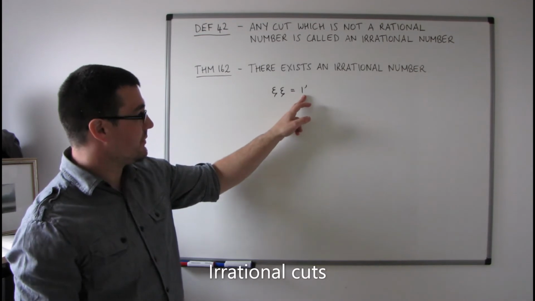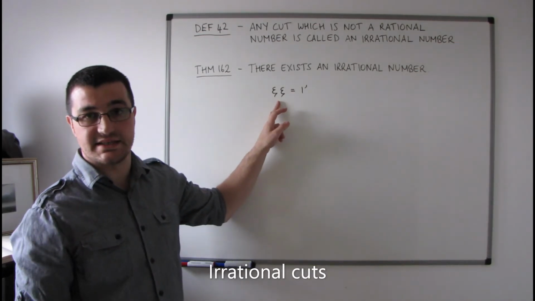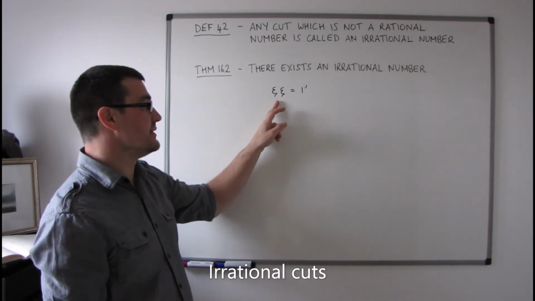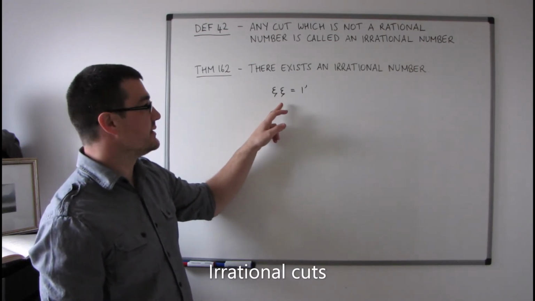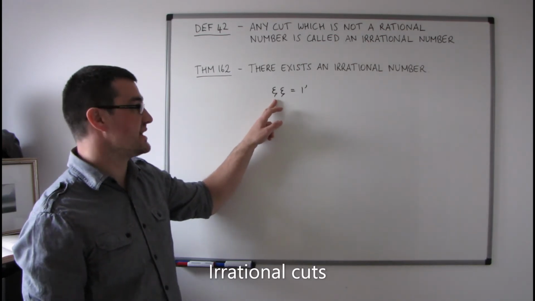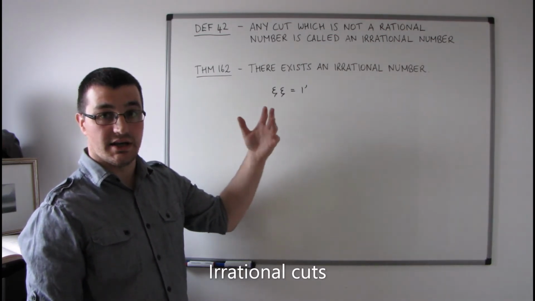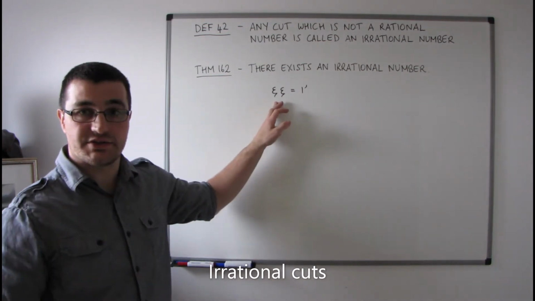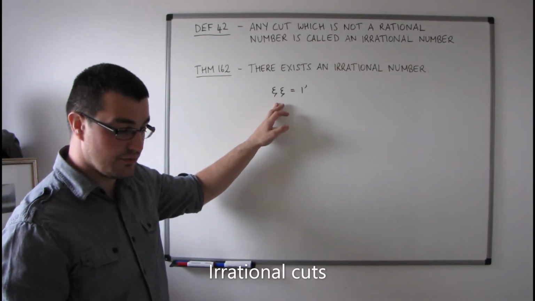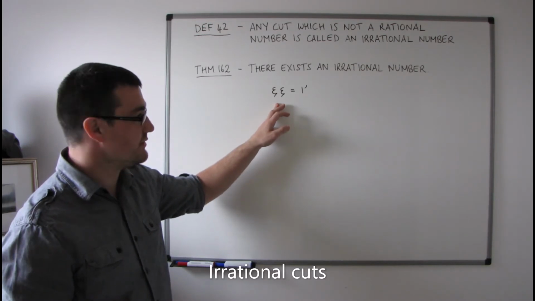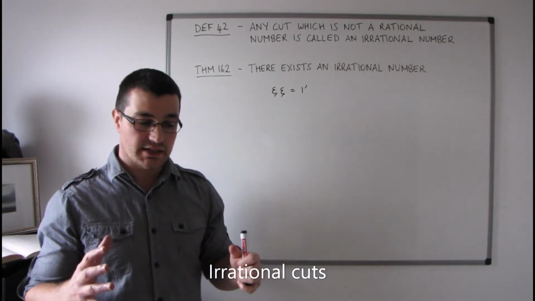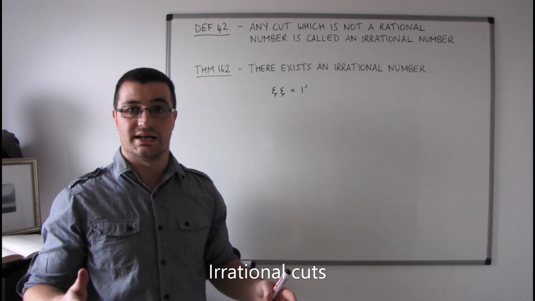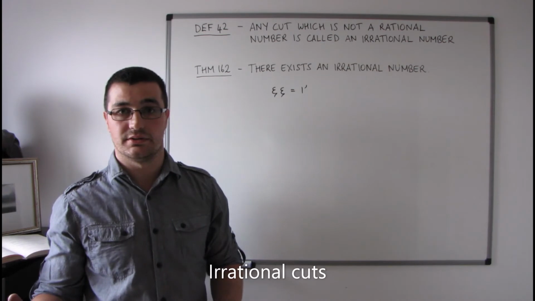So the existence of a solution to this is guaranteed by Theorem 161. It's then simply a case of showing that the cut xi that satisfies this is actually what we would call an irrational number. And just going back to one of the previous theorems, possibly Theorem 157, which says that every rational cut has a least upper number.